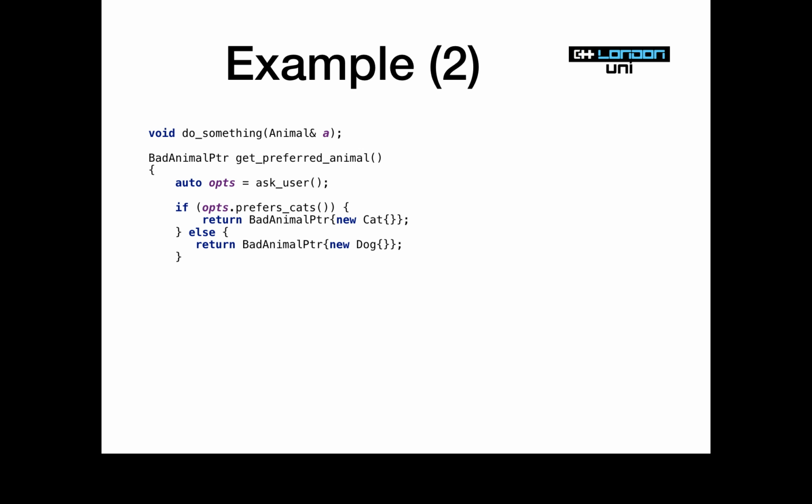If the user doesn't prefer cats, if they're normal and they prefer dogs, then we create a new dog and we wrap it in this smart pointer, this BadAnimalPointer, and we return that from the function. And then in main, we capture the returned smart pointer. And just like we did when we had a raw pointer, we dereference it and pass the result to do something.